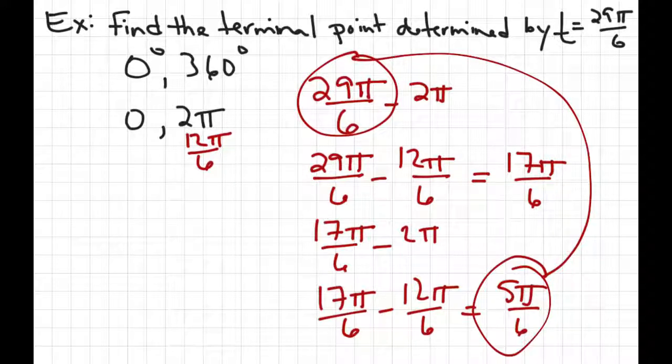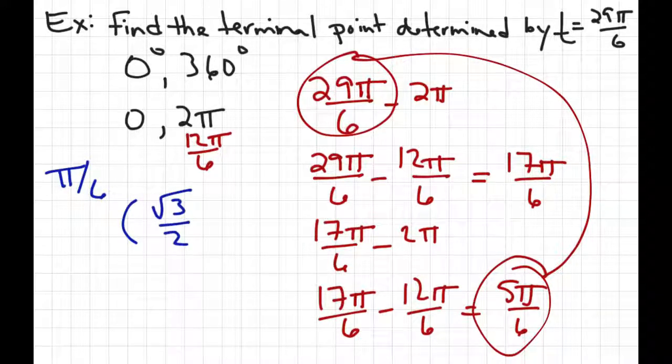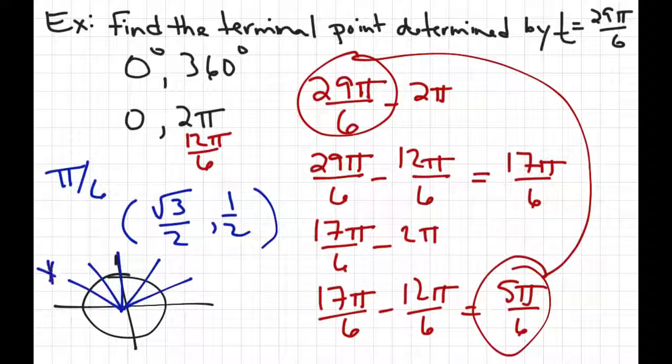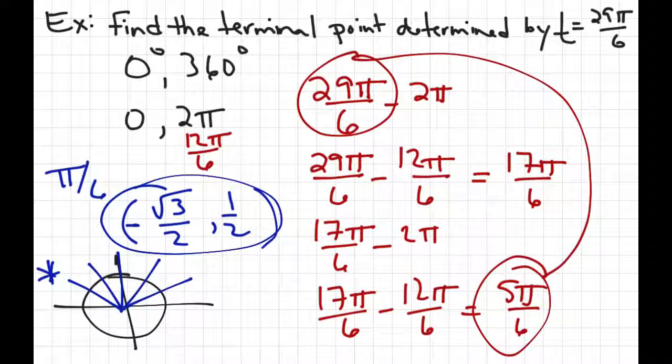All right, next. Since it's over 6, I already knew the reference angle was pi over 6, so the answer has to be some variation of the square root of 3 over 2, comma 1/2. But it depends on what quadrant 5 pi over 6 is in. Well, 1 pi over 6, 2 pi over 6, 3 pi over 6, 4 pi over 6, 5 pi over 6 is here. It's in quadrant 2. In quadrant 2, x is negative, so that must be the answer.